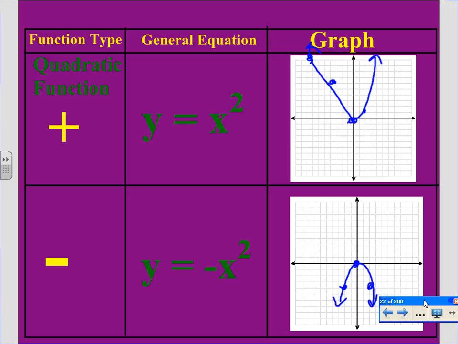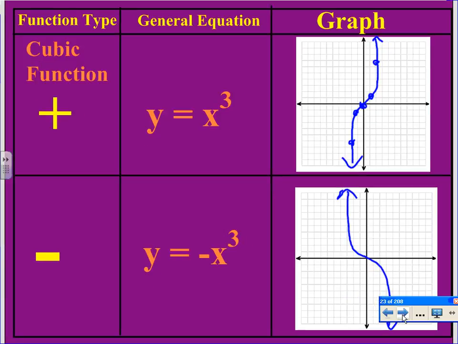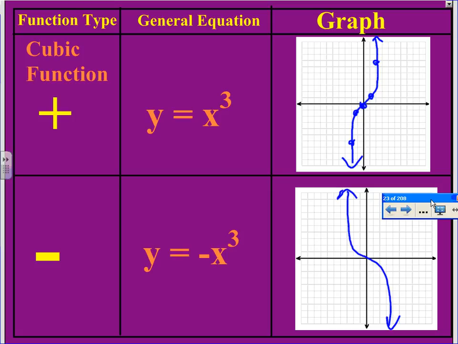Okay, here's a third one. And these will be on Blackboard if you want to go back and look at them again. The third one is a cubic function. So a cubic function is, I always call it a squiggly line. Here's the positive cubic function. Here's the equation. Here's the negative cubic function. Here's the equation. Gio.